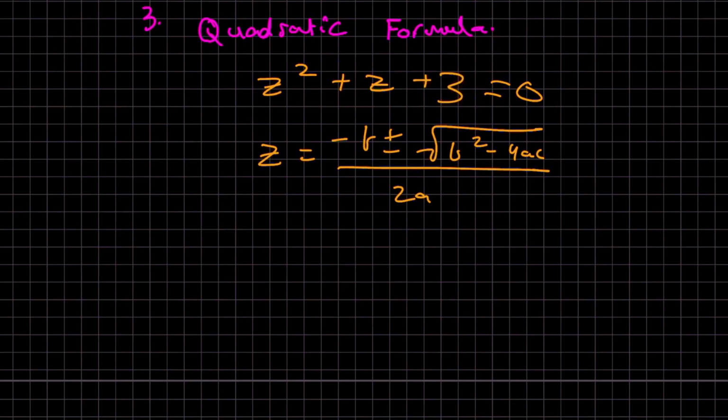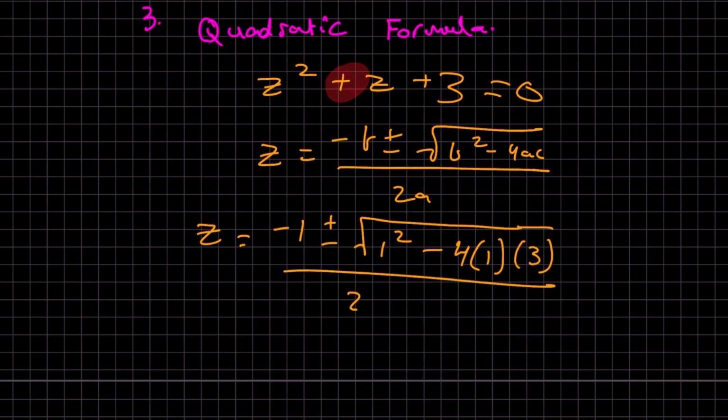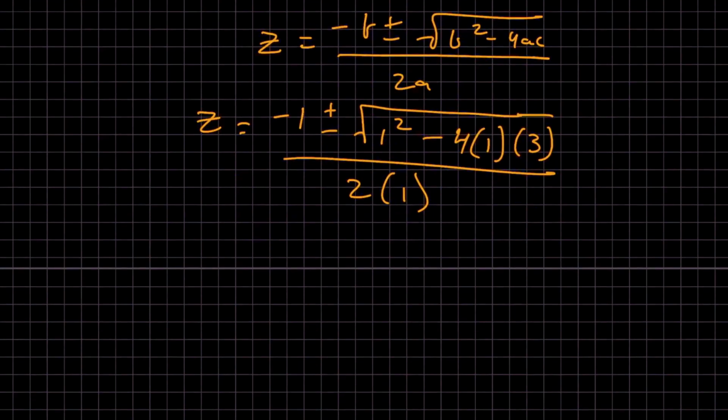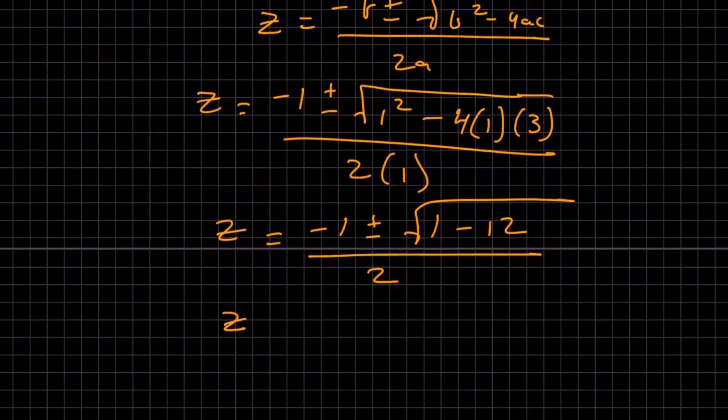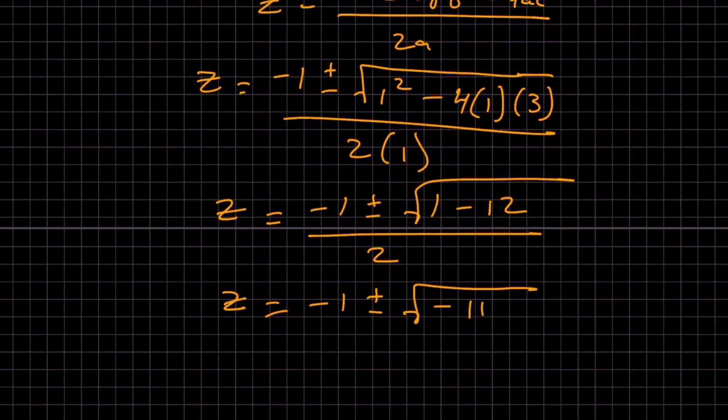So if we were to substitute in these values, we would get z equals negative 1, so the 1 is from the b over here, plus or minus the square root of b squared, so that would be 1 squared, minus 4 times a, which is 1, times c, which is 3, all over 2 times a, which is 1. Again, just using algebra to simplify this, we get negative 1 plus or minus square root of 1 minus 12 all over 2. Continuing to simplify this, we would get z equals negative 1 plus or minus the square root of negative 11 over 2.